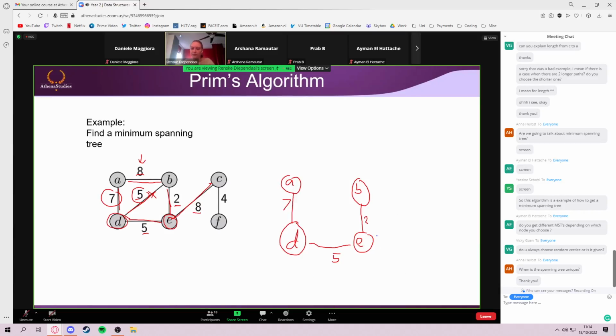Let's see, so we get 8 to C. And then we can also consider this weight. So now we add 4 to F. So this should now be a minimum spanning tree. Right, so you could also start from other nodes, and the edges might be different, but the weight should still be the same in the end.